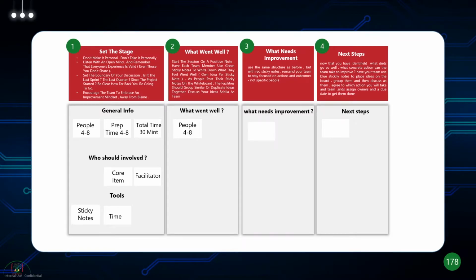So, you can have a board like this, right? You set the stage, and you record what went well, what needs improvement, and next steps. When you're setting the stage, you can have a prep time, and you can have a time box. You can say my retrospective will be 30 minutes or 1 minute. You can have the whole team involved.